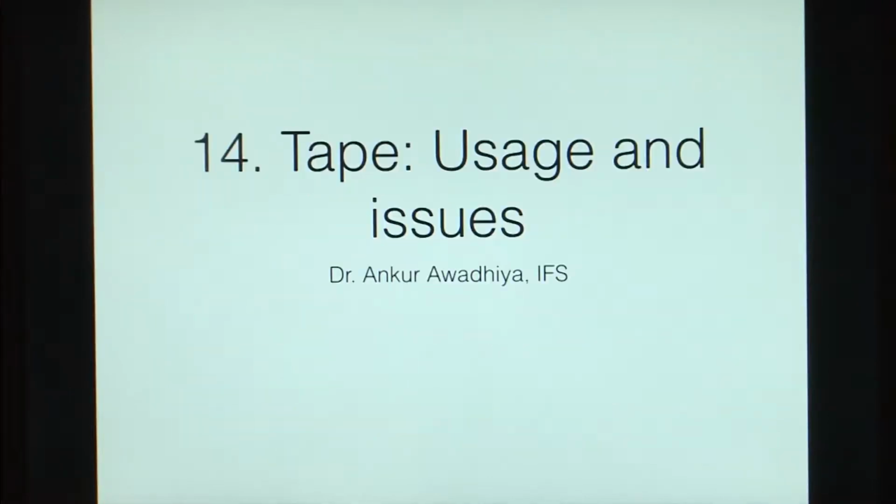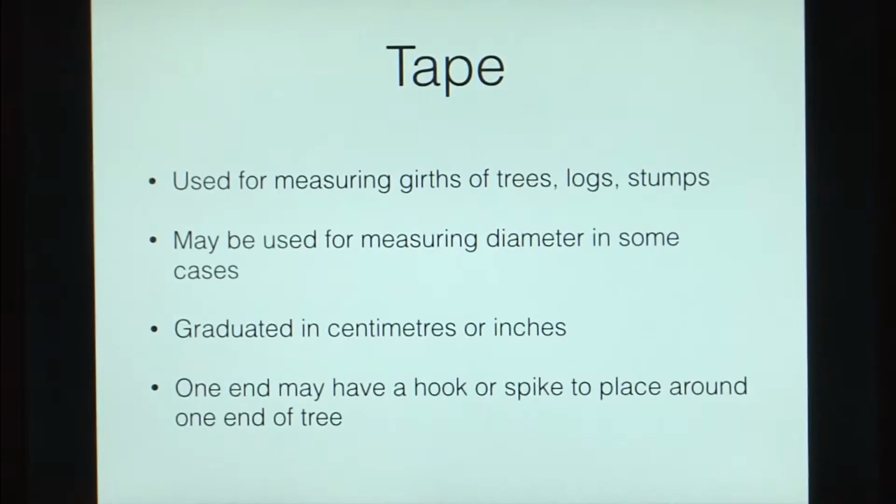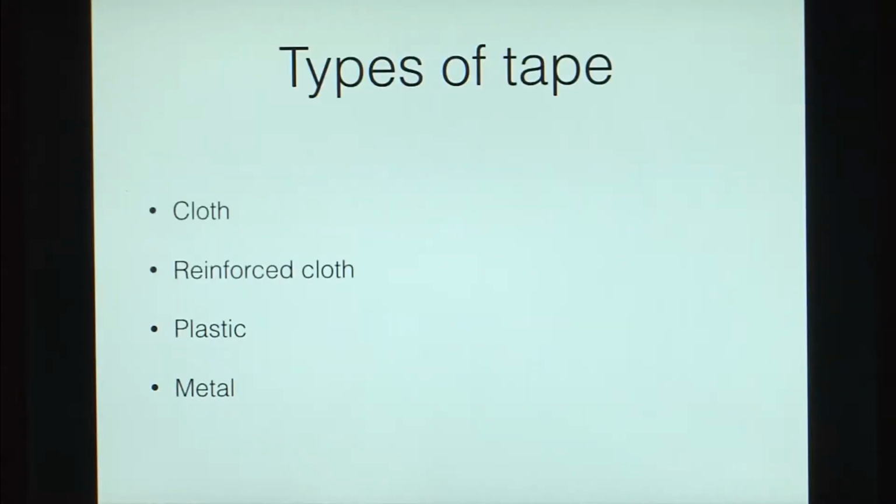Then in the next class we looked at tapes. So, tapes are used mostly in the measurement of girths, and you can also measure the diameters of the ends in some cases. So, you can use an inch tape or a centimeter tape, and they might also have a hook or a spike at one end. So, we looked at the types of tape: cloth, reinforced cloth, plastic and metal tapes, their advantages and disadvantages.